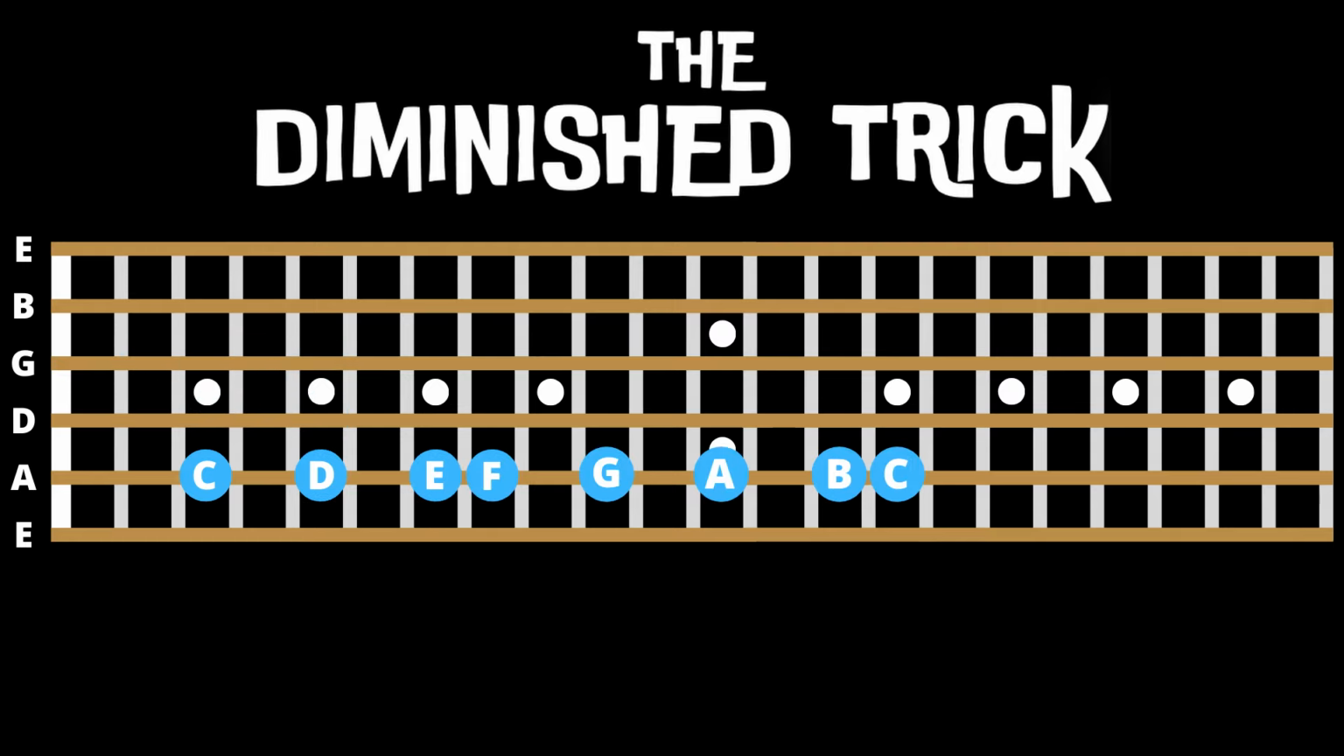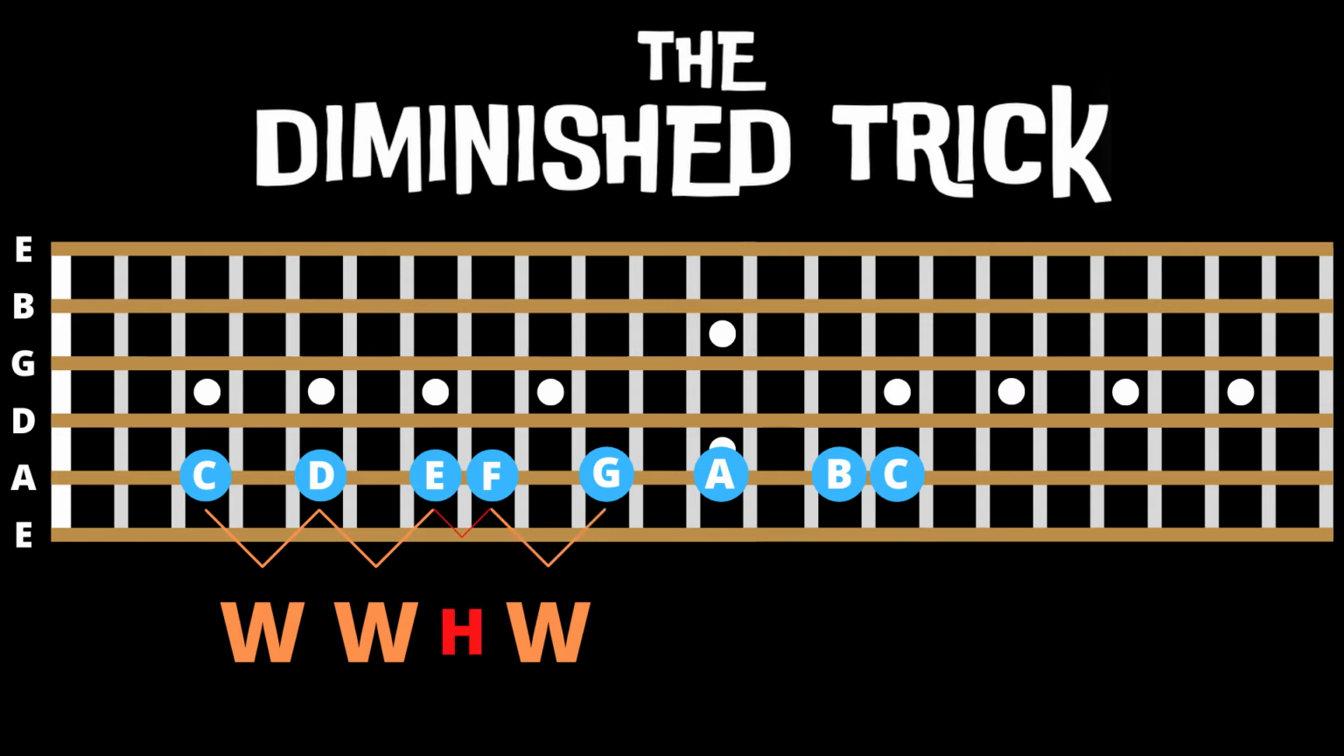This is made easy if you know the spacing between each note. For example, the major scale consists of a whole step, followed by another whole step, then a half step, whole step, whole step, whole step, and finally a half step, or simply whole, whole, half, whole, whole, whole, half.